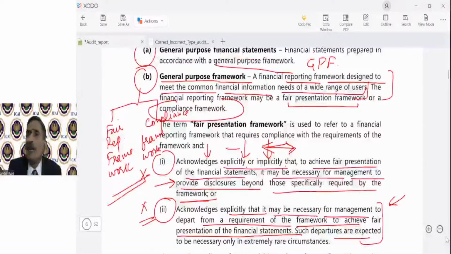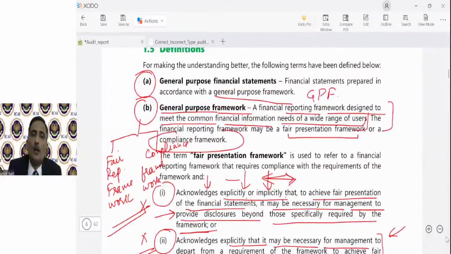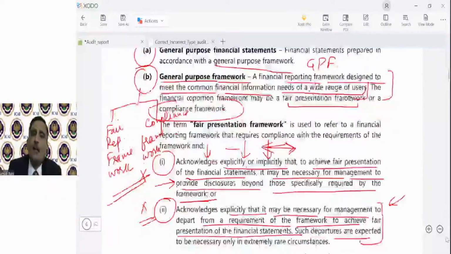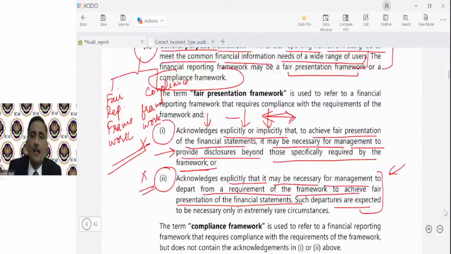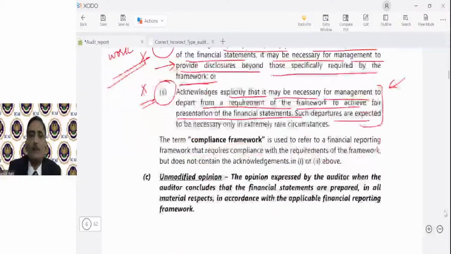So normally, guys, you do not have to go much deeper into it. You have to understand that normally we are talking about fair representation frameworks.